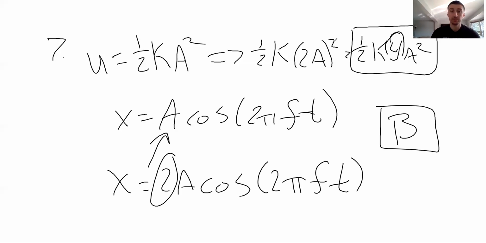All right. 8. It says mass spring system A has a frequency FA. Mass spring system B has a frequency FB equals 2FA. Both springs have the same length and the same spring constant. How are mass A and mass B related?